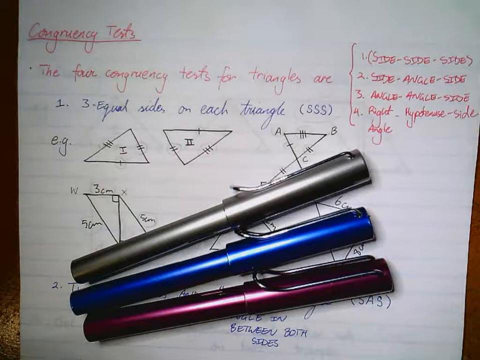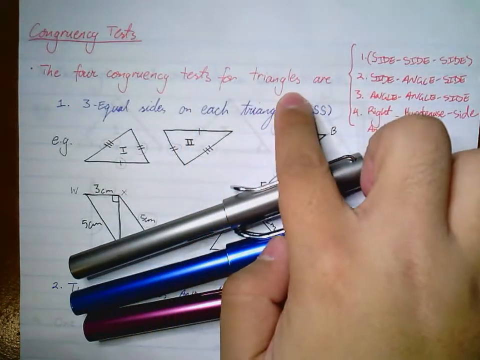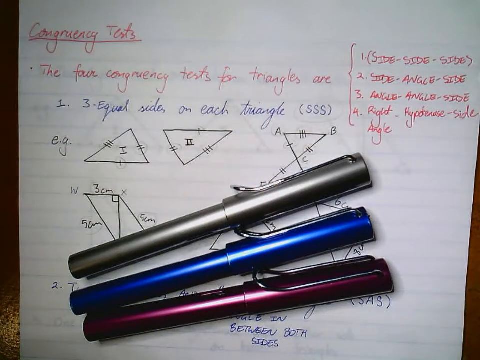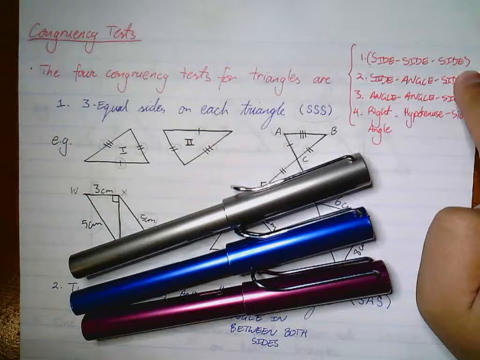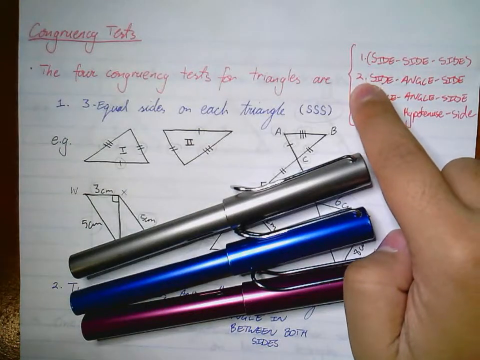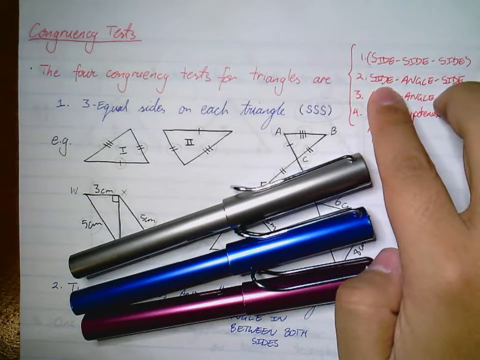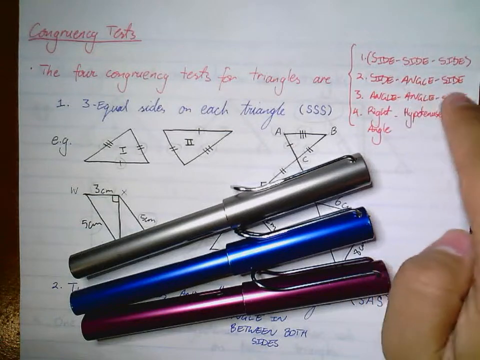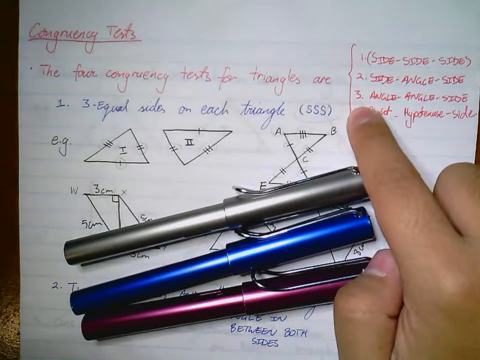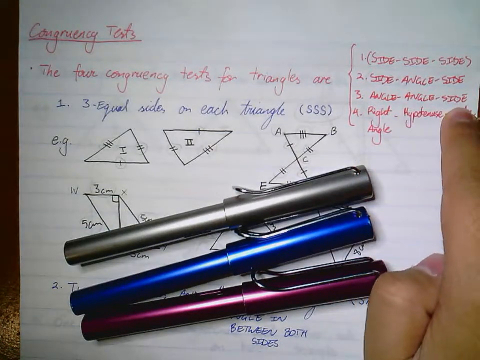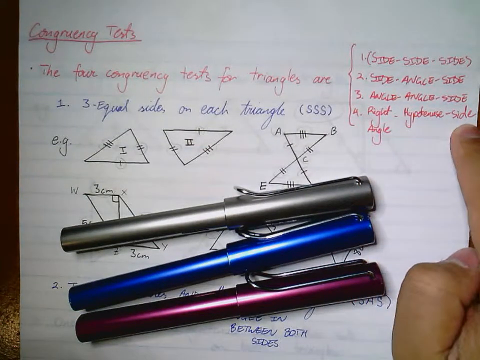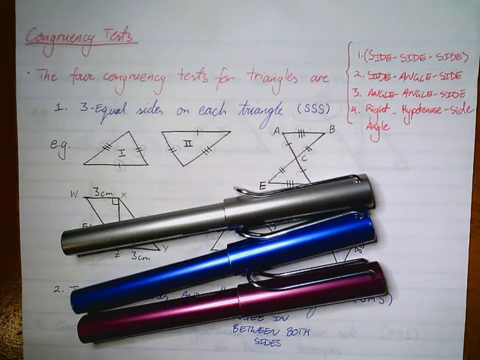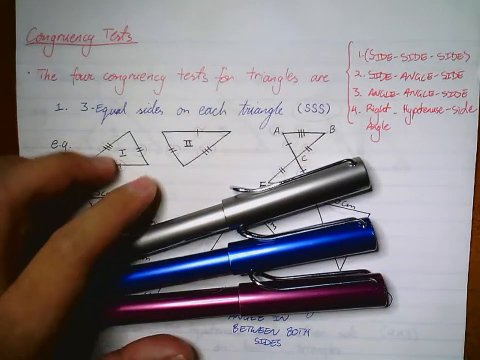The four congruency tests for triangles, we're going to be focusing just on triangles now, are three sides, side, side, side. The second one is two sides and an angle, so side, angle, side. The third one is angle, angle, side. And the fourth one is right angle, hypotenuse, and side. Right? And I'm going to go into detail for each of these.